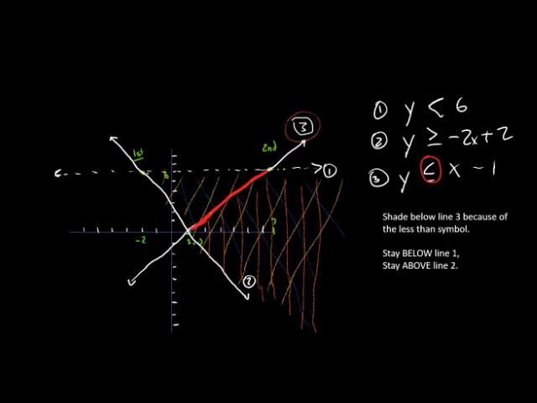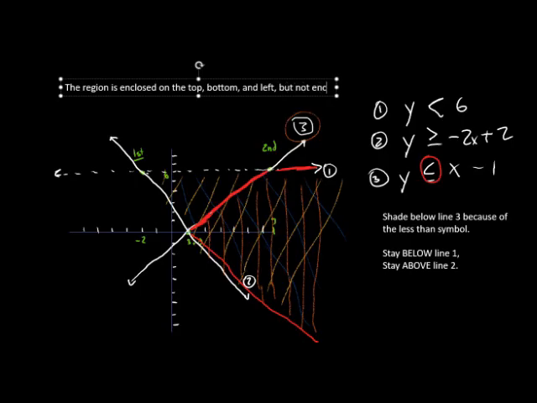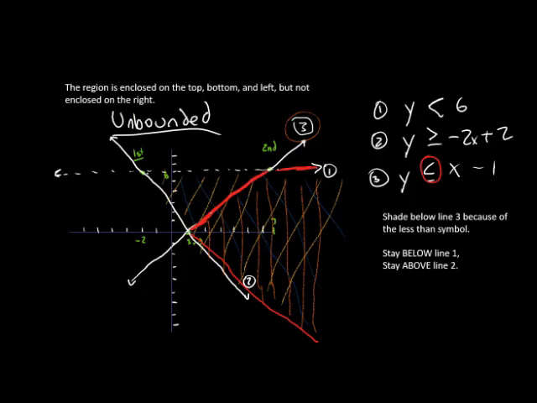It will also be the part of line 1 that's to the right, and it will also be the part of line 2 that's underneath line 3. Notice that this region is enclosed above and below and to the left, but not enclosed to the right. Because this region is not enclosed on the right, this region is called unbounded. Any region that is completely enclosed on all sides would be called bounded. However, because we have an open part to the right, this is an unbounded region for these inequalities.